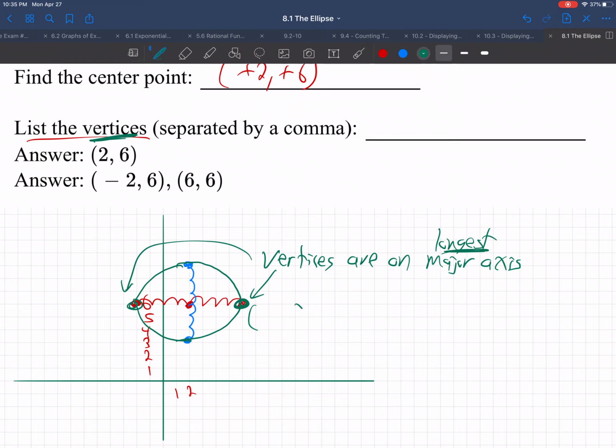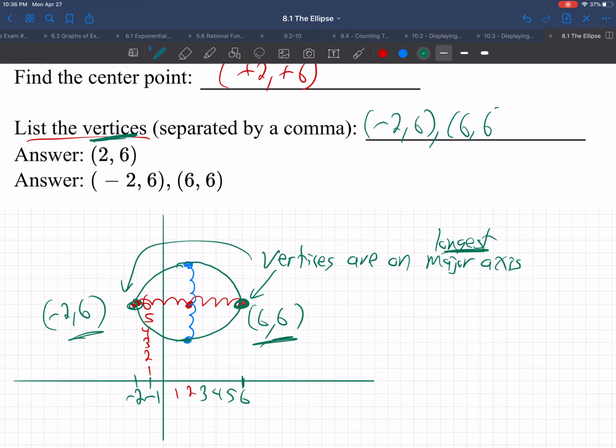So what's the coordinates of that point? Well, that looks like it's over what? 3, 4, 5, 6. Over 6, up 6. And what's the coordinates of this other point? Back 1, back 2, up 6. Back 2, up 6. So there's the coordinates. So that's exactly what they want me to list here. Back 2, up 6. Over 6, up 6.